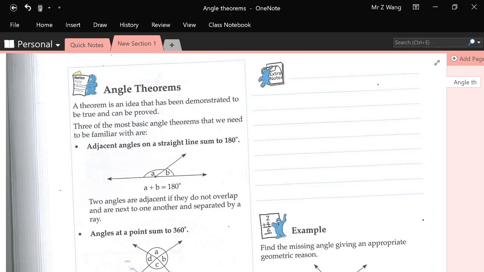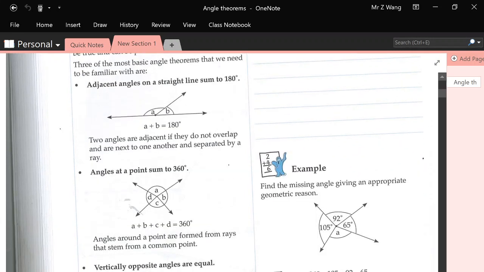I hope you find this topic a little bit easier. I'm not sure, but some of you find this difficult. So let's see how to learn this, right? First of all, this is the very first page that I sent you. It covers all the angle theorems.